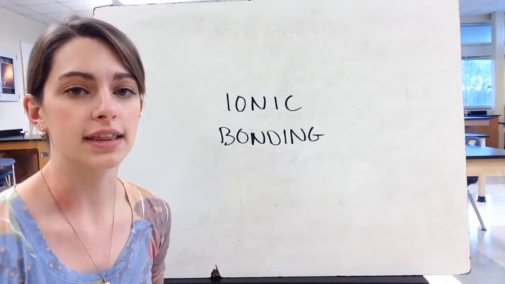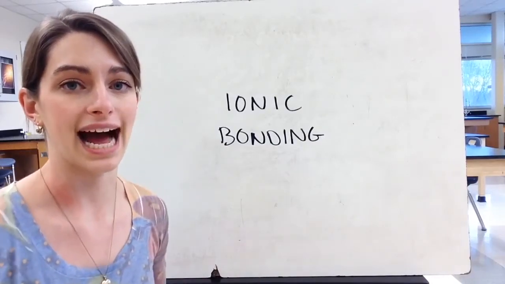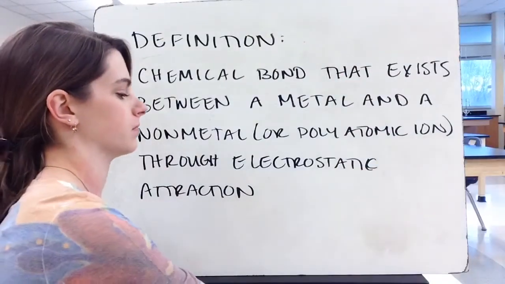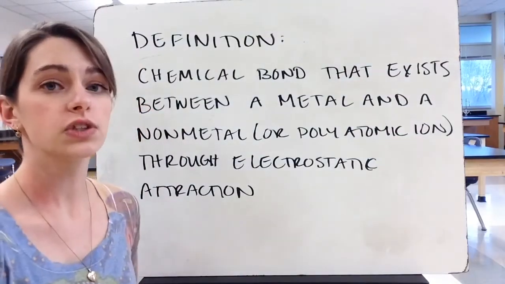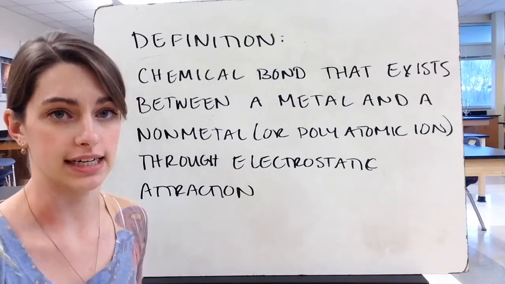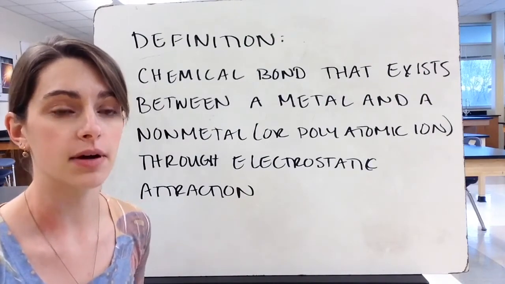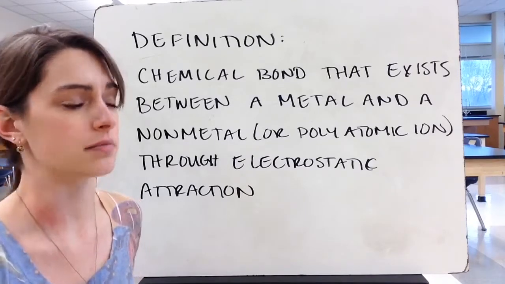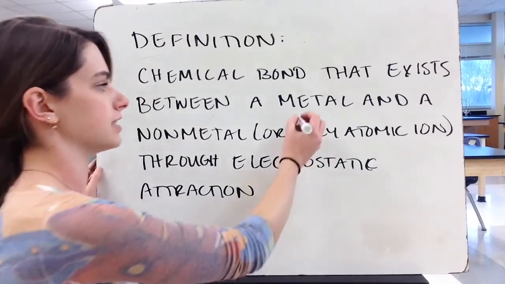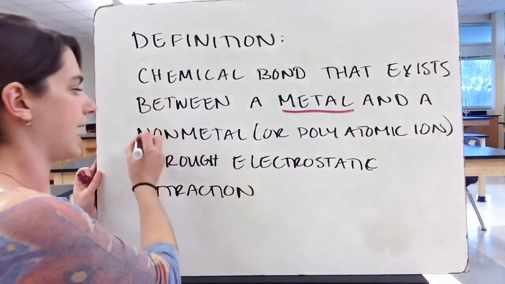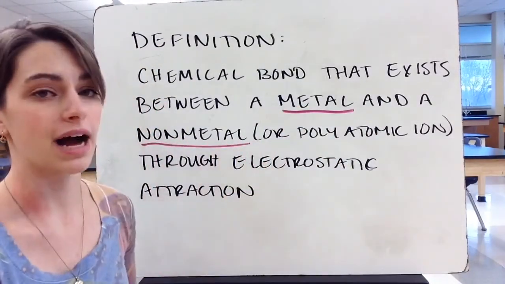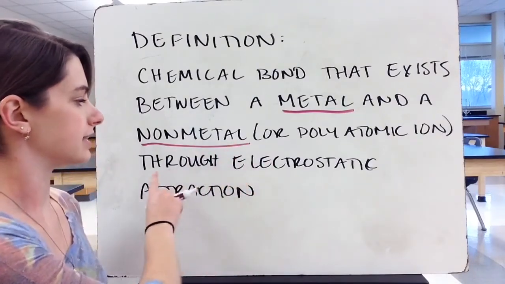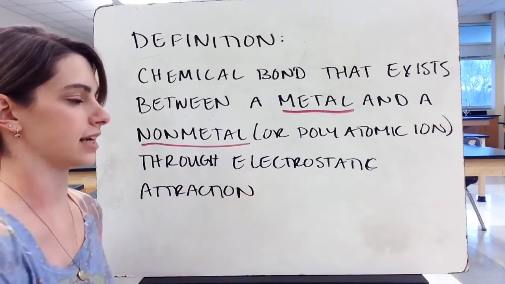The first type of bonding that we're going to talk about is something called ionic bonding. First, we need to define what an ionic bond is. An ionic bond is a chemical bond that exists between two different types of atoms. It's the type of bond that exists between a metal and a nonmetal, or positive and negative charges. This attraction, this bond, exists through electrostatic interaction.